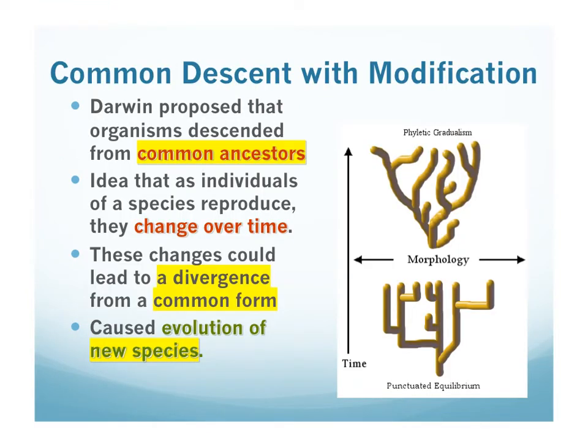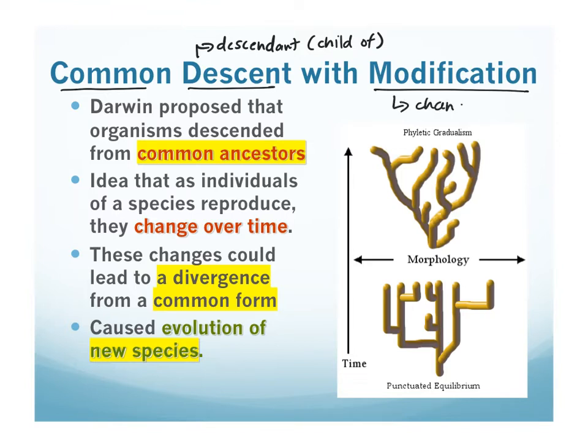So Charles Darwin came up with this very famous phrase, common descent with modification. If we look at that word descent, we know that it means to descend. And if you are a descendant, you are sort of a child of somebody. And modification means to change, okay? So you're descending from something with change over time. So he said that organisms descended from a common ancestor.